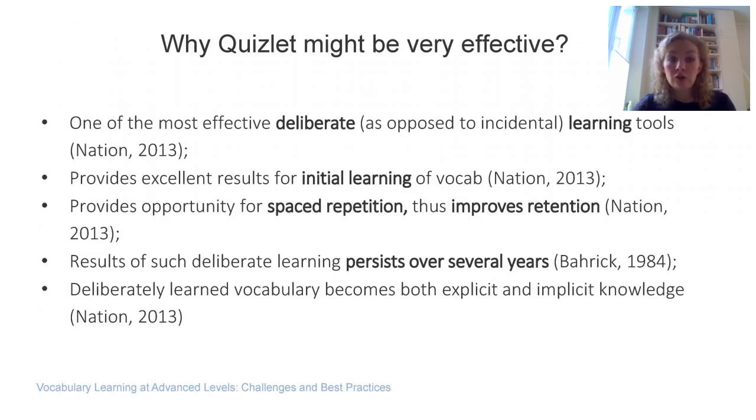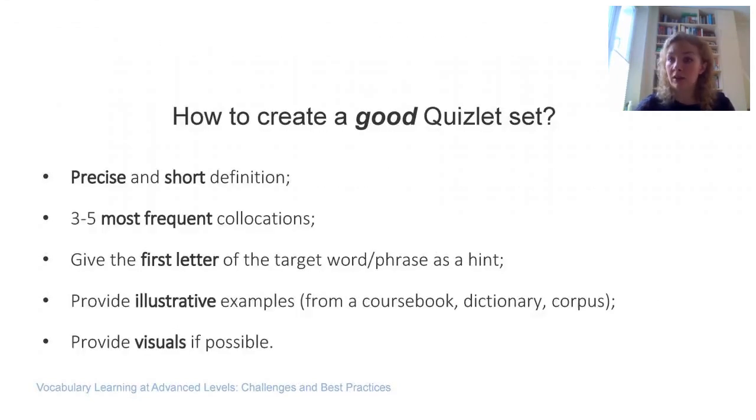So, how to create a good Quizlet set? Because, as we say, there are a lot of not very good sets on Quizlet. So what you need to do: your definitions should be short and precise. You should pick 3 to 5 most frequent collocations. And again, if you don't find them in the dictionary, you go to the corpus.